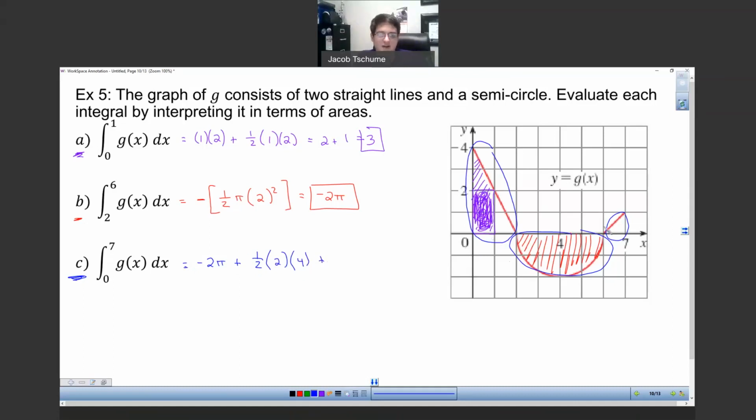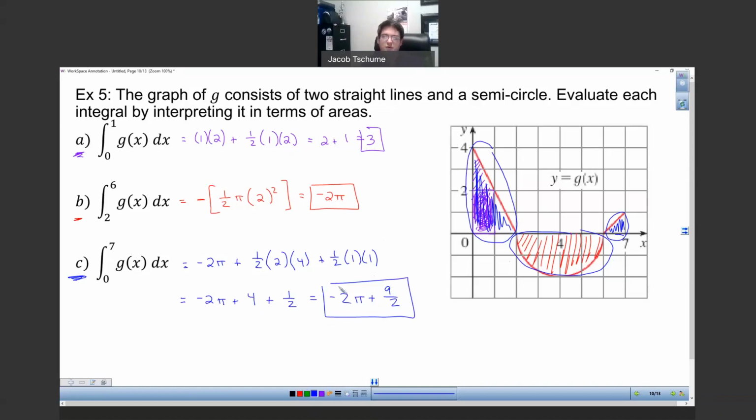plus the area of the smaller triangle, so this part right here, all right, this whole part over here is blue. That smaller triangle would be 1/2. The base and the height are both 1. Simplify that. This would be negative 2 pi plus 2 times 4 is 8, and half of 8 is 4, plus 1/2, which will give me an answer of negative 2 pi plus 9/2. And that is your final answer.